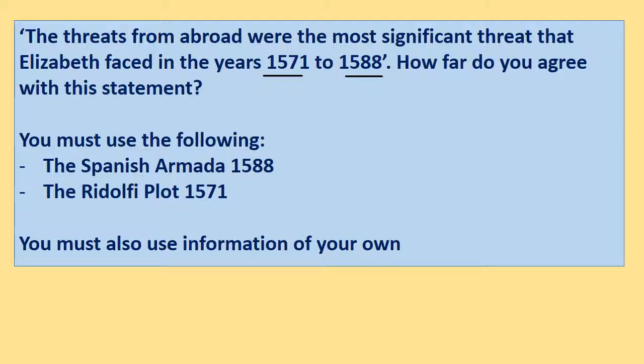Although it says you must use the following, you can think of another point instead of that, but the key thing is you must also use information of your own. So if you completely and utterly reject looking at the Ridolfi Plot, you look at something else, you must also add a third point of your own. So how could we go about doing this?